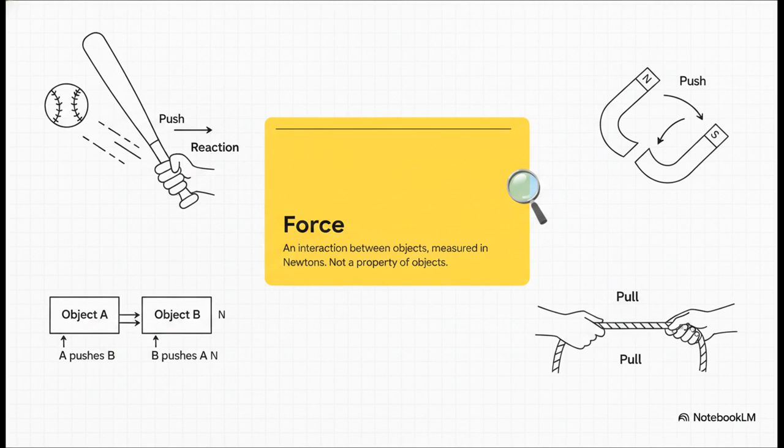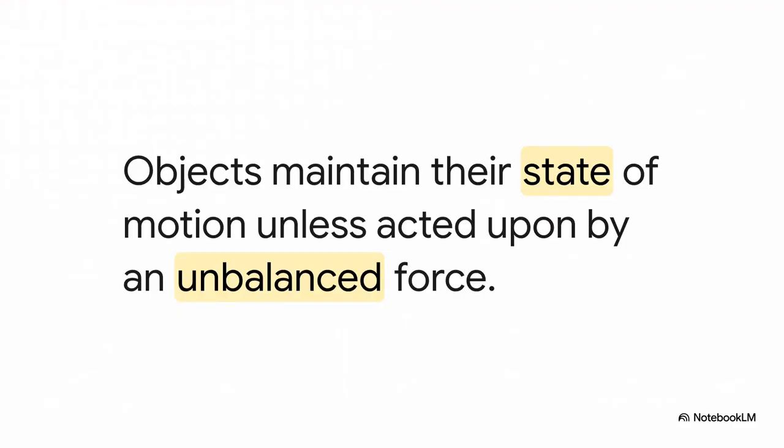I want to pause here for a second because this is a massive point of confusion. Force is not a property an object contains. An object doesn't have force or carry force around with it. A moving baseball doesn't contain force. A force only exists as an interaction, a push or a pull occurring between objects at a specific moment in time. Since objects don't carry force, they rely on something called inertia, which is summed up perfectly in Newton's first law.